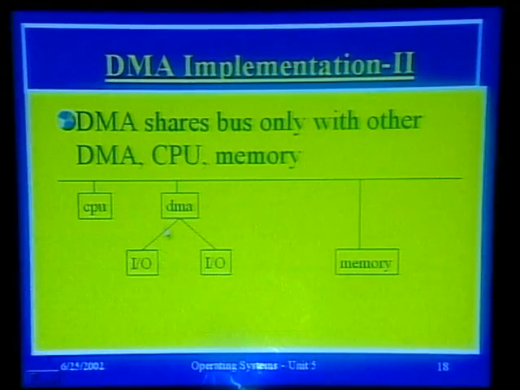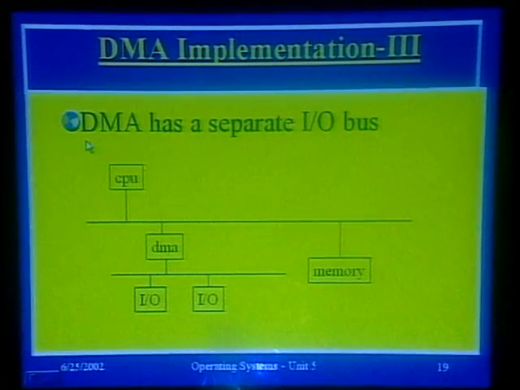However, we have the I/Os directly connected to the DMA. We may have another DMA connected with this bus, but no I/O can be directly connected with this bus. The third DMA implementation scheme is that DMA has its separate bus, and the schematic is shown in this diagram. We see CPU, DMA and memory share the bus, and DMA has its own bus, and I/O devices are connected through this bus with the DMA.